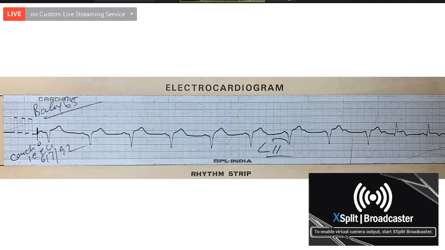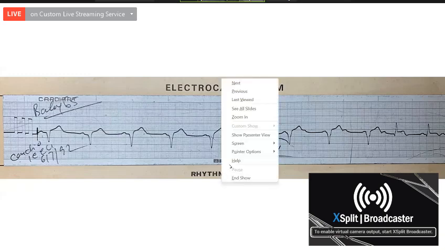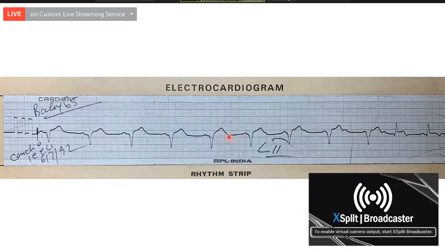You can see two P waves. This is a P wave, and here is another P wave. Here is a P wave. Here is another P wave. But this is a P wave. Here is another P wave.